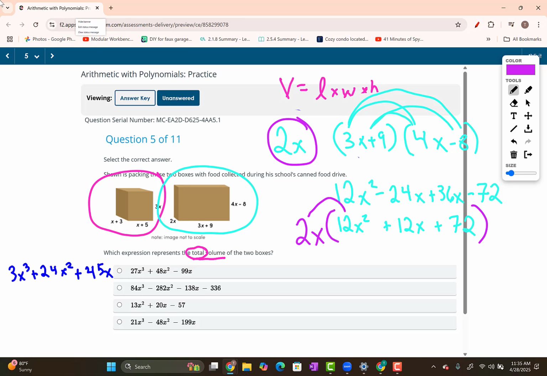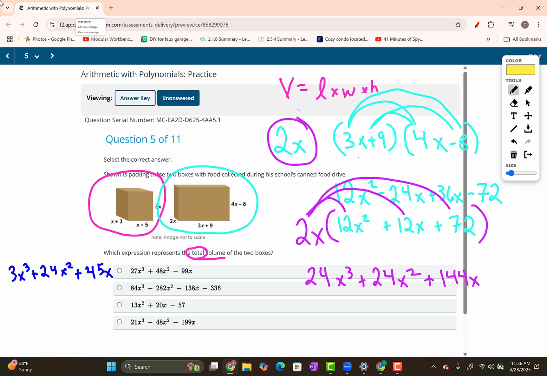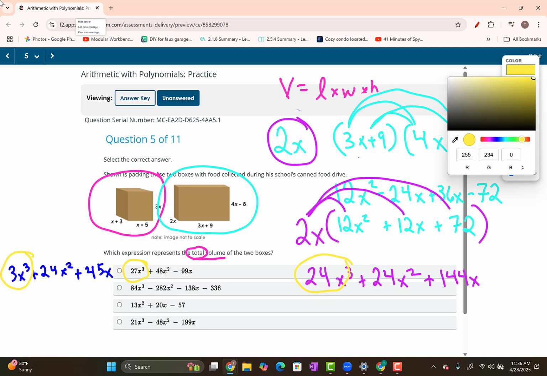But when I distribute the 2x, I get 24x to the third. 2x times 12x is 24x squared, and 2x times 72 is 144x. So now we can combine like terms. 24x to the third and 3x to the third. That's going to give us 27x to the third. So we know right off the bat this should be our answer. But let's just verify it.